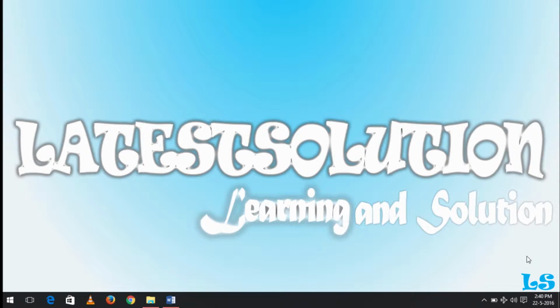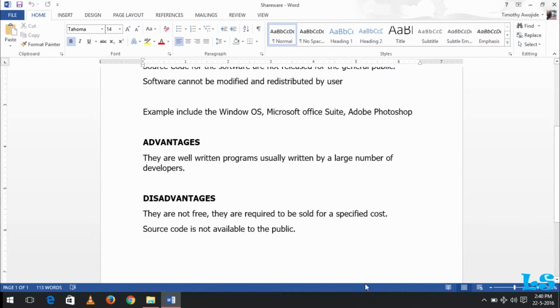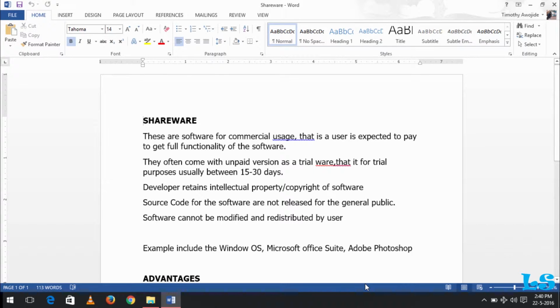Today we'll be learning about categories of software. Today we'll be learning about shareware. So what is shareware? Shareware is software that is available for commercial usage. That is, a user is expected to pay to get the full functionality of the software.